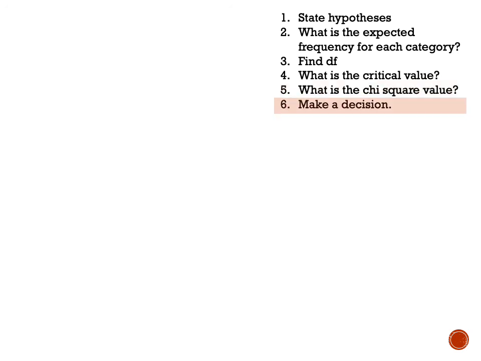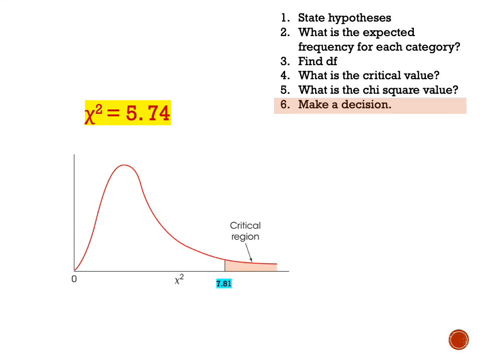Okay, last step is to make a decision. We do that by comparing chi-square to our critical value. So our chi-square was 5.74. Our critical value, remember, was 7.81. So our chi-square is less than the critical value, and so it's not in our critical region for significance. Therefore, there is no significant difference in color preference. We can retain the null hypothesis.